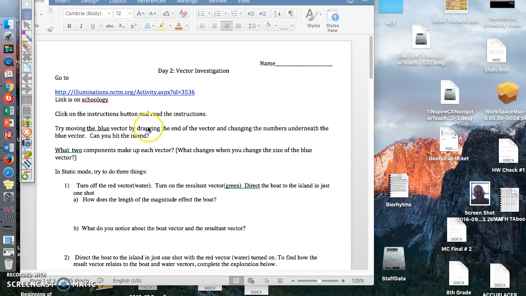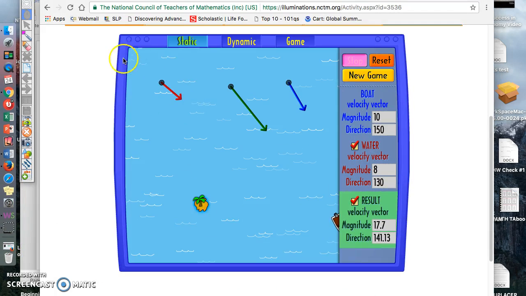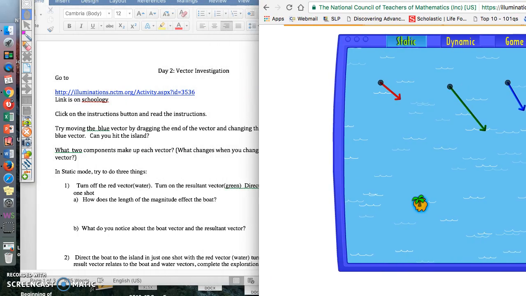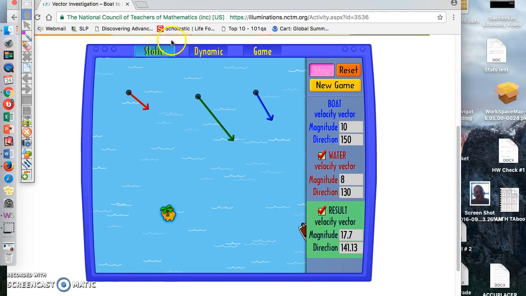So today we're going to take a look at this vector investigation. When you click on this link, you might want to make sure you open it in Chrome or Safari. I couldn't get it to work in Firefox, so hopefully you can bring that up. And then the first thing it says for us to do is to click on the instructions button.